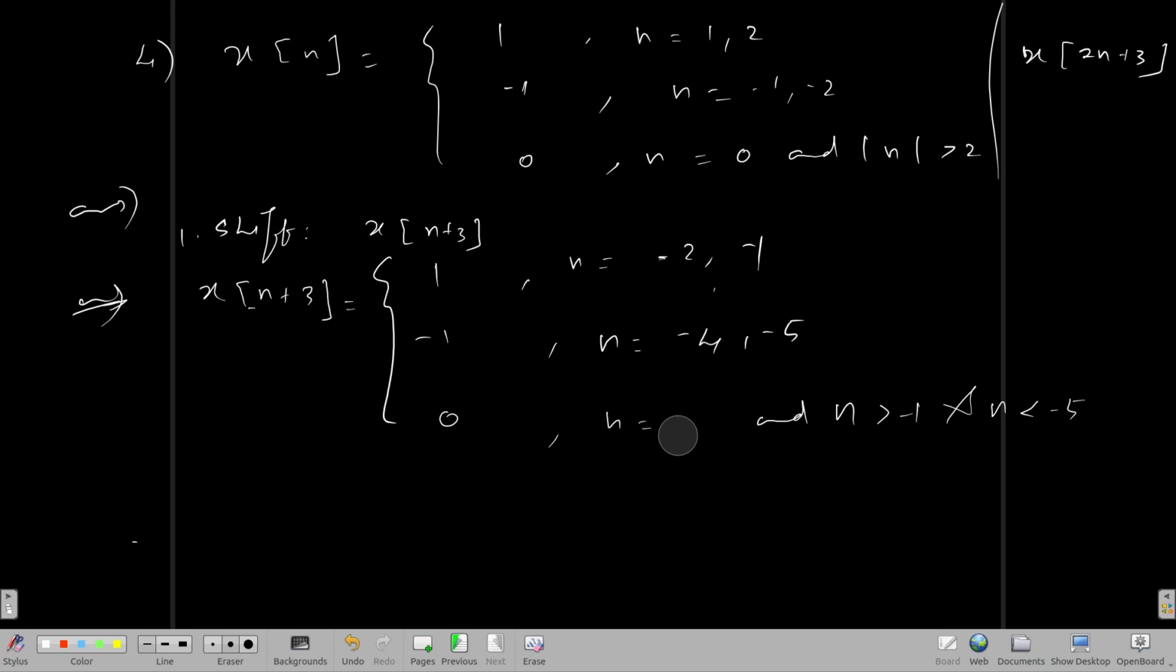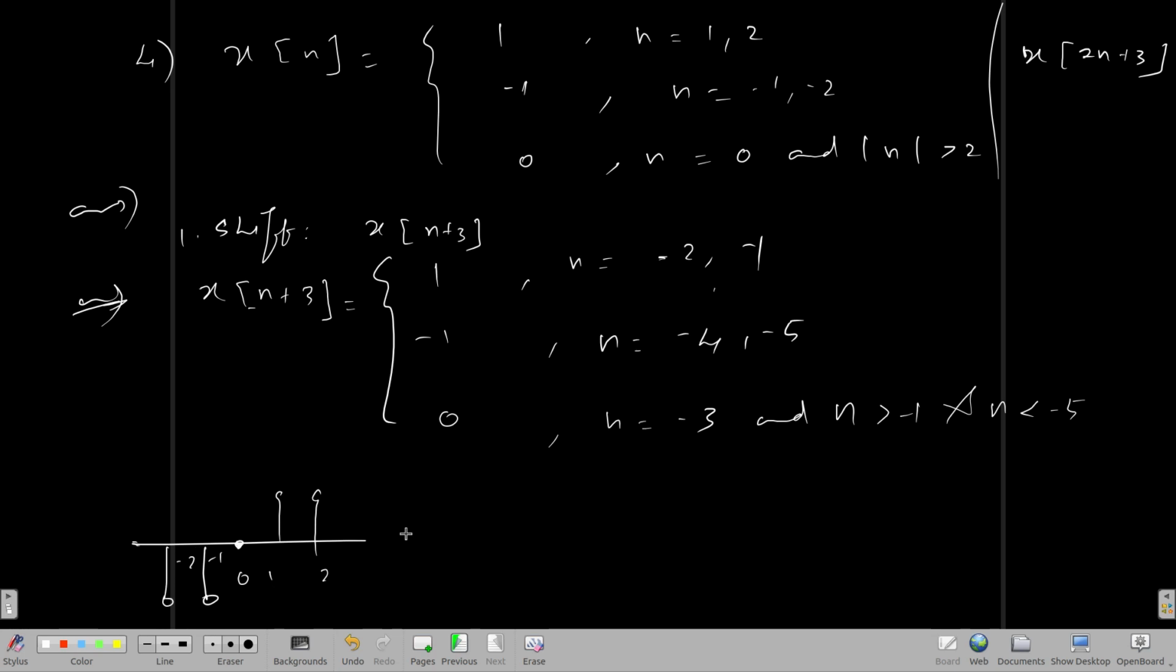This will be -3. Let me see. So the original signal, if you draw x of n, it was 0, 1, 2, -1, -2, right? This was the original signal.